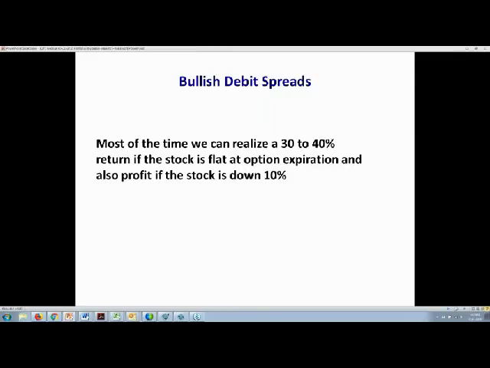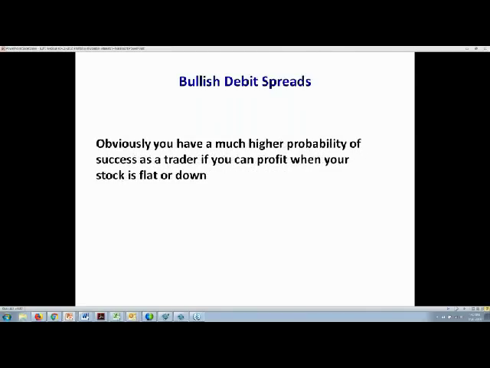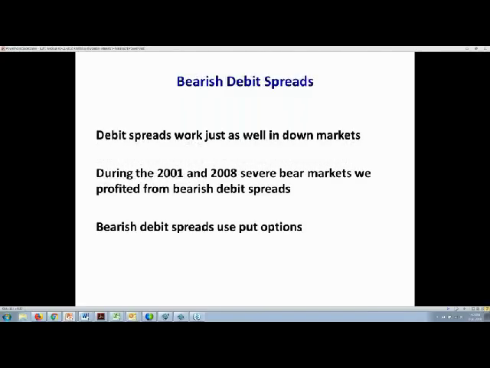And as I mentioned, most of the time we can realize a profit if the stock is flat or even down at option expiration. So obviously you're going to have a much higher probability of success as a trader if you can profit when your stock is flat or even down at expiration. That gives you a big advantage over directional trading.